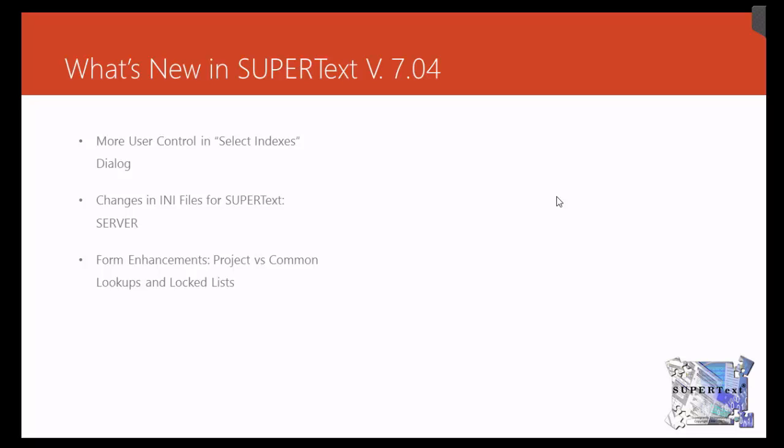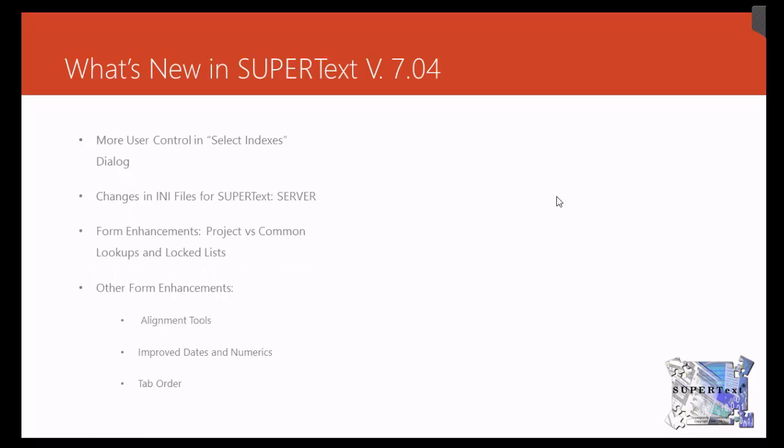You're going to see enhancements in forms. You're going to see the introduction, in 704, of project versus common lookups. Things like names and monikers and key lookups can now be shared across projects, or it can be specific to a particular project. You'll also see the ability in the form designer to lock certain items.